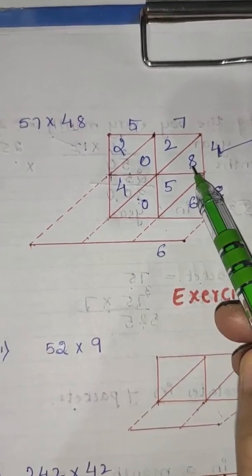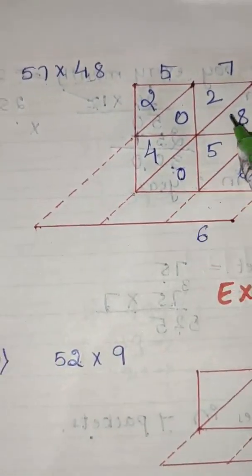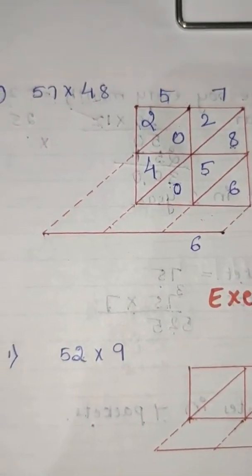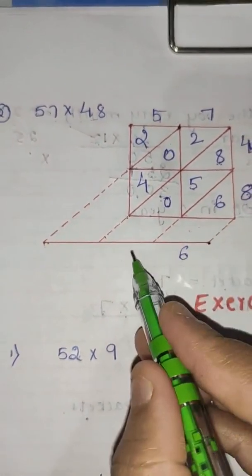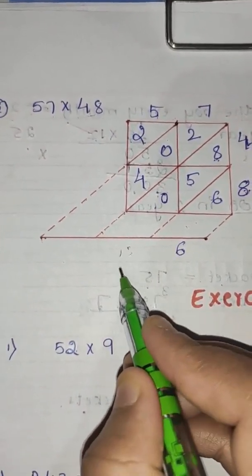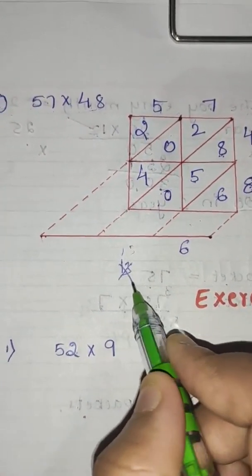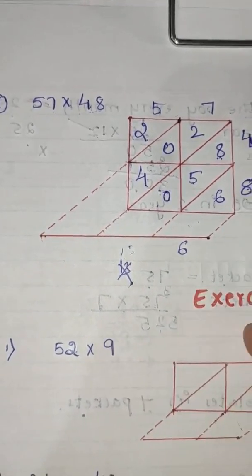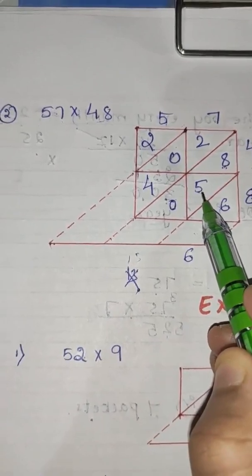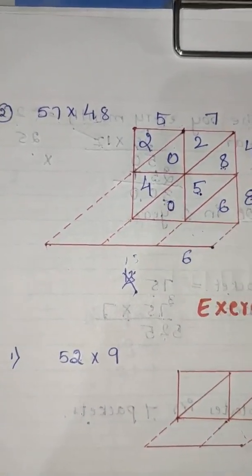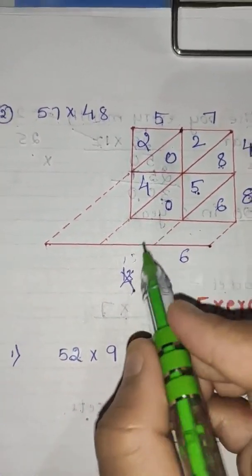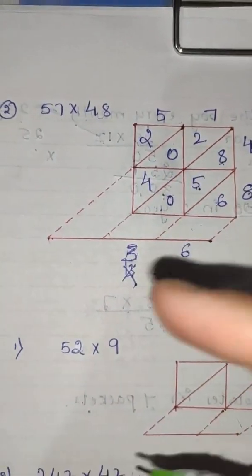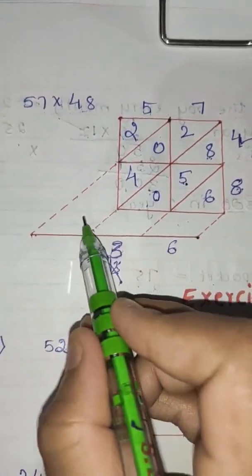And here how many numbers are there? 1, 2, 3. Yes. So 8 plus 5 is how much? 13. Can I write 1, 3 here? No, it is a wrong method. As you know, two digits cannot be in a single place. So what do I have to do now? 8 plus 5 is 13. 13 plus 0 is 13. So I can't write 13 here. Yes, the right digit 3 we will write here and the next digit 1 will carry over to the next column, that is here.